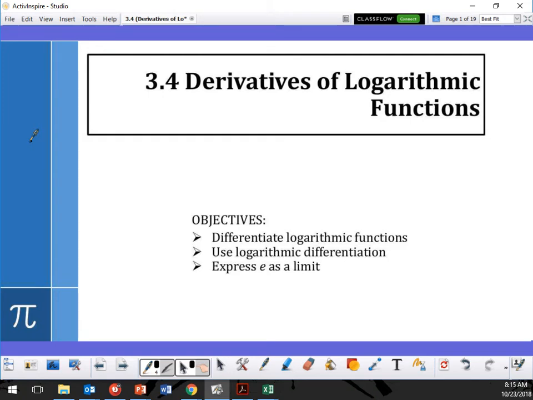Alrighty. This is Calculus 1, Uno. 3.4 derivatives of logarithmic functions. Now, these things right here have their own special rules. If you guys have those flashcards, there's a couple more flashcards that you're going to use because of this.